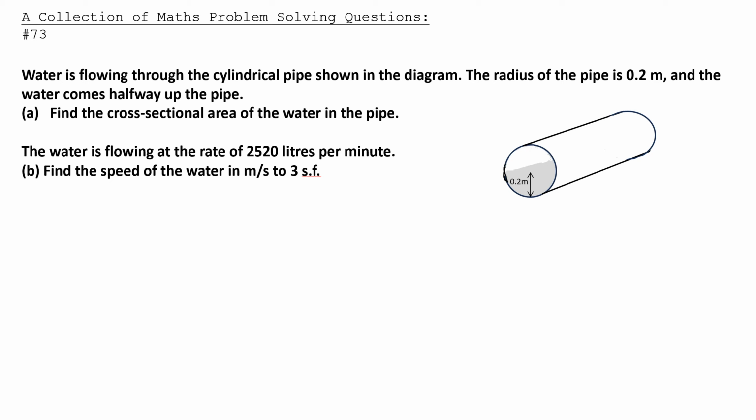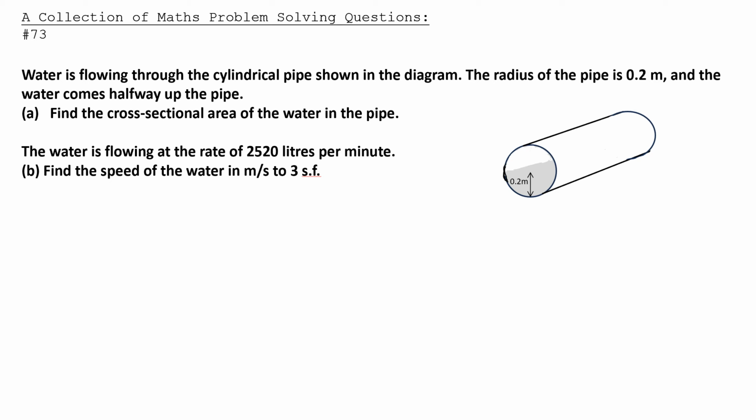Water is flowing through the cylindrical pipe shown in the diagram. The radius of the pipe is 0.2 meter and the water comes halfway up the pipe. Find the cross-sectional area of the water in the pipe. That's part A. And part B is saying the water is flowing at a rate of 2520 liters per minute. Find the speed of the water in meter per second and do 3 significant figures.